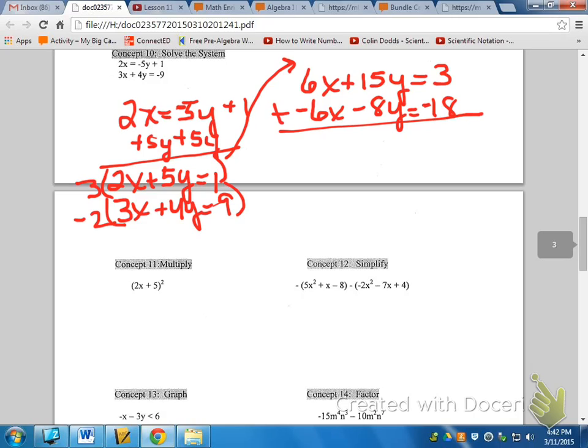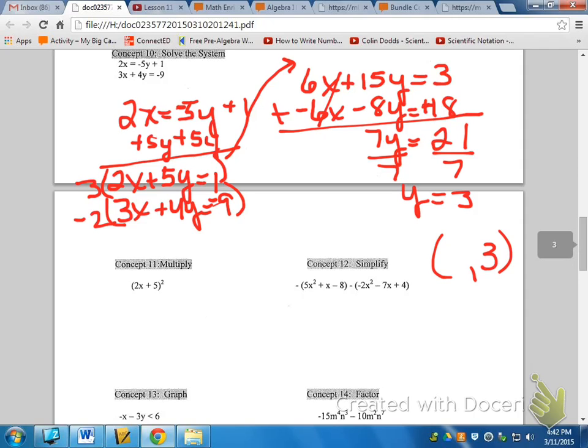I'm going to go ahead and add these, and the x's will fall out. If I combine the y's, I have 7y, and combining the constants, that should be a positive 21, because that was a negative 18 and a positive 3... I mean, 3 minus 18. Divide by 7, and y will be 3. That would be half of my solution.